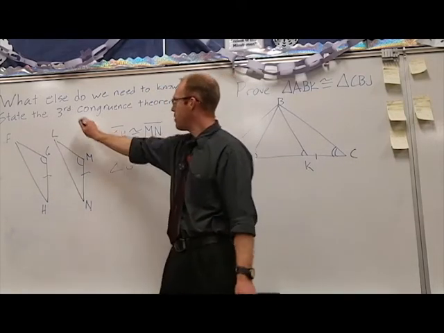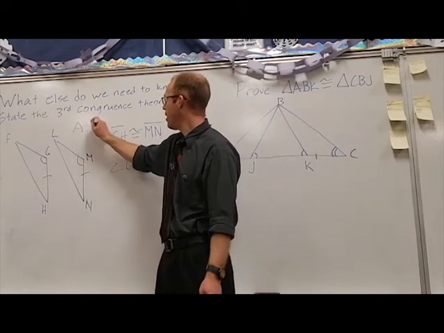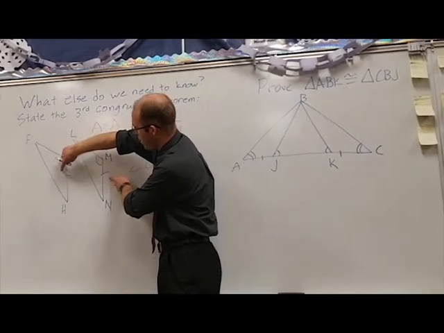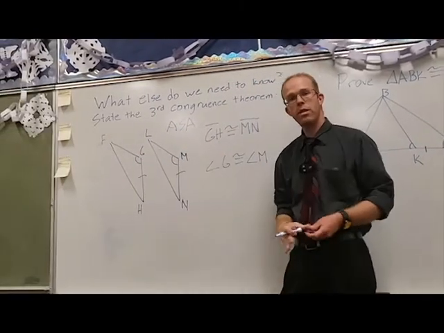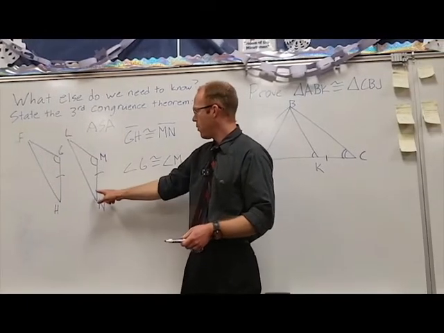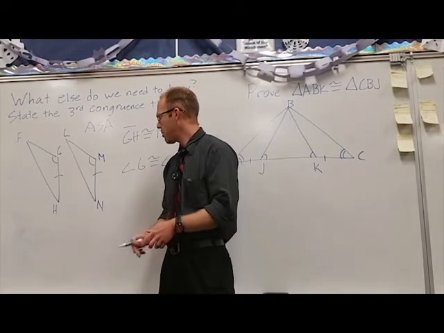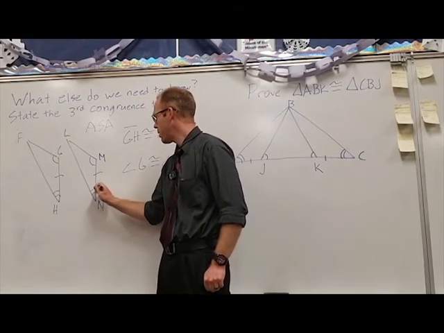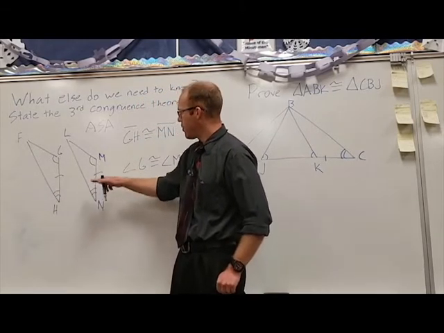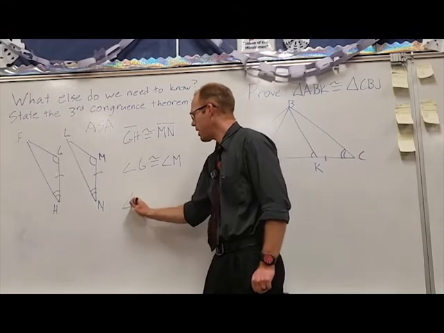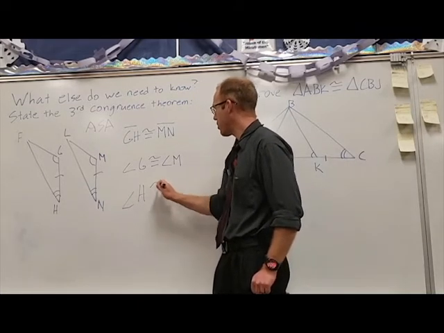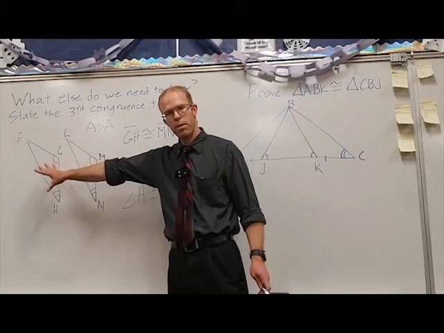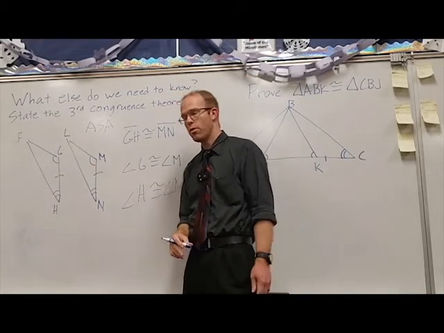Well, if we're going to use angle, side, angle, we need another angle. We have our first angle and we have our side. Where would be the location of that second angle? Well, that would be down here at the bottom. So we would need to know that these two angles are congruent to each other to outline that side. So we would need to state that angle H is congruent to angle N. And that would be enough information to say that these two triangles are congruent.